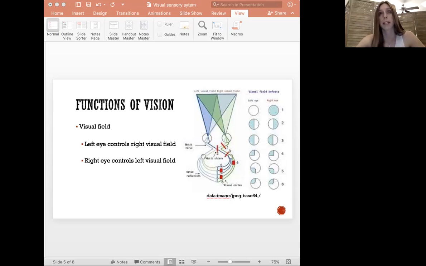So basically what that means is that when you cover your left eye and look through your right eye, you're actually perceiving with your left hemisphere of your brain. And then vice versa. If you cover your right eye and you're using your left eye, you're actually using the right hemisphere of your brain. So it kind of works both ways. But when you take your hands off your eyes, you're using both sides and you can see the entire visual field around you.